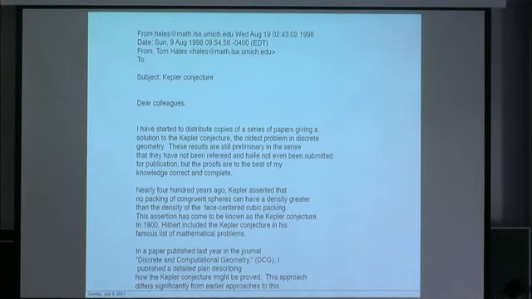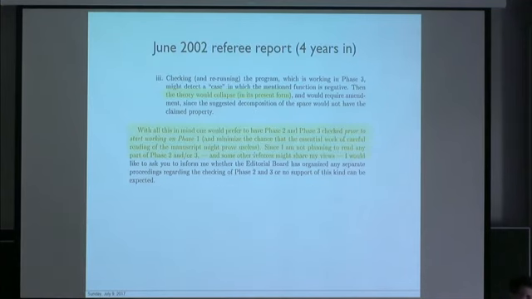So things did not work out as I had hoped. 4 years into the refereeing process, and it was actually just about a month ago that the formal proof of the Kepler conjecture was finally published. Because of that, I was going back over some of the old papers, and I pulled up this referee report that came to me 4 years into the process.